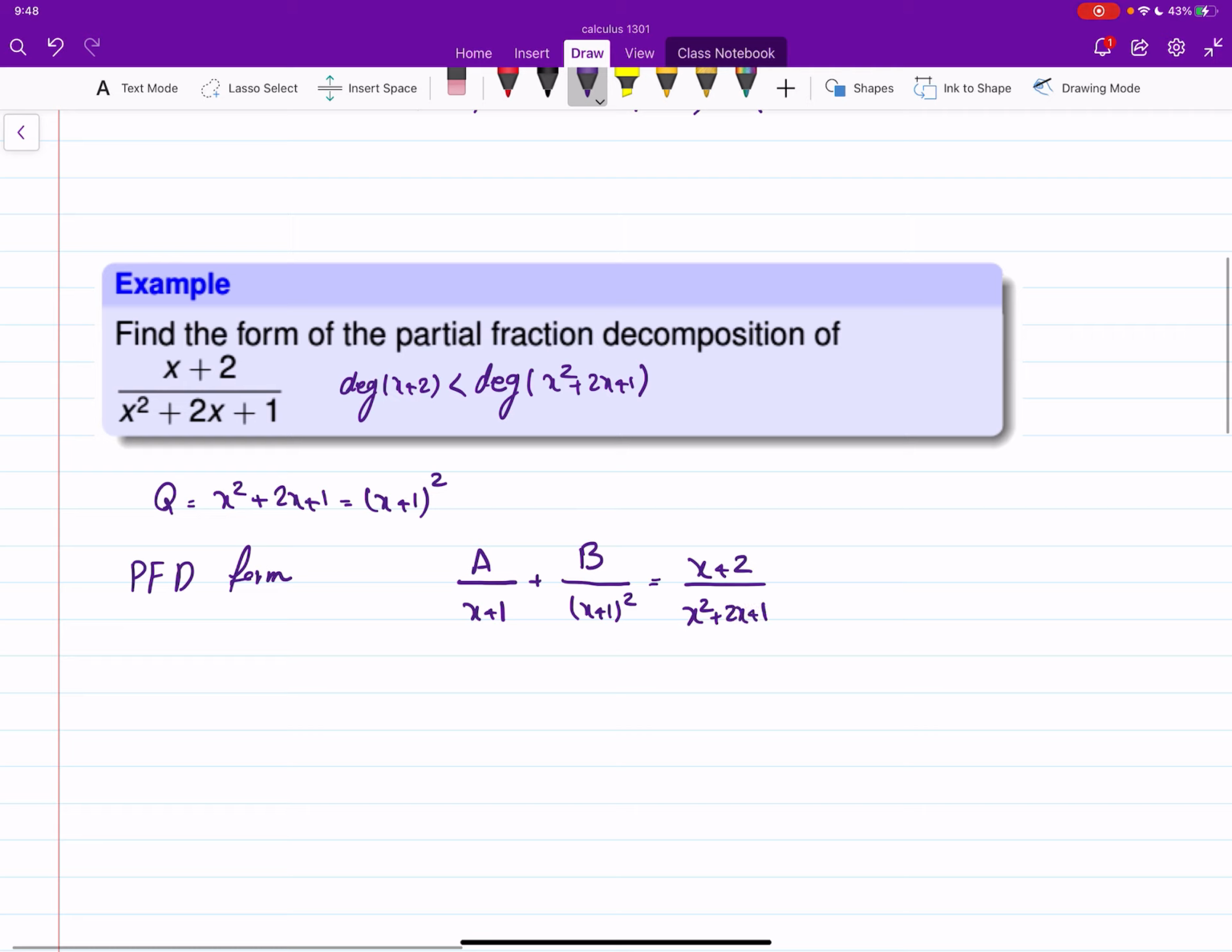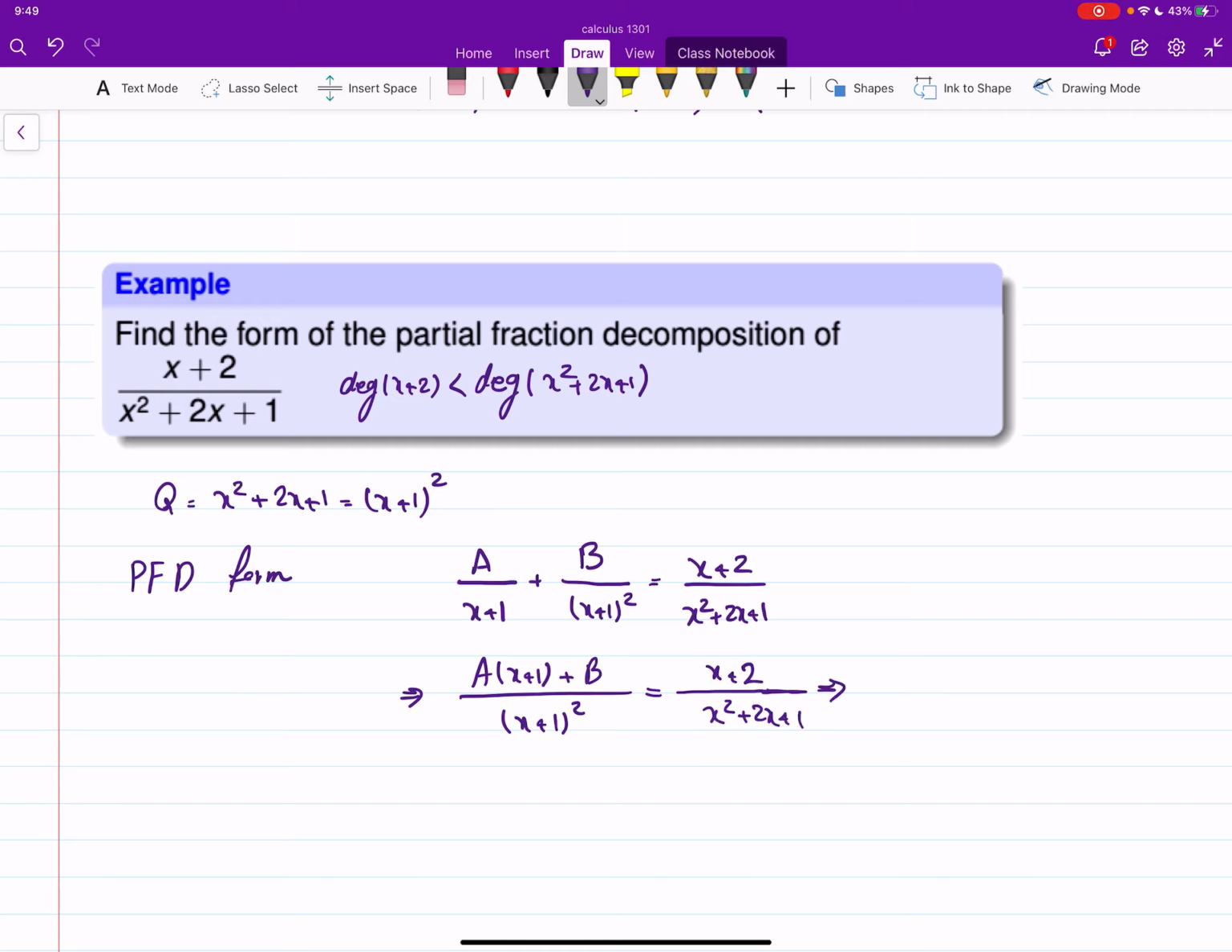And this is the key point. When you set it up correctly, the rest is just easy action to do. So what we do is find this. So here I will get A times x plus 1 plus B over x plus 1 squared. Note that I choose x plus 1 squared as the common denominator. I didn't multiply then in this case. So this is x squared plus 2x plus 1. This is x plus 2.